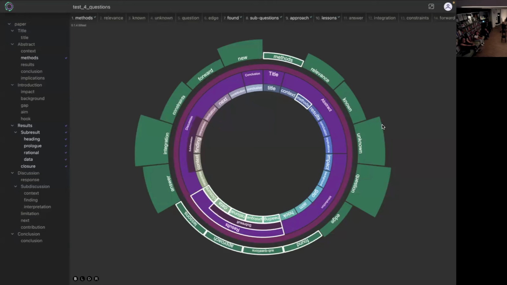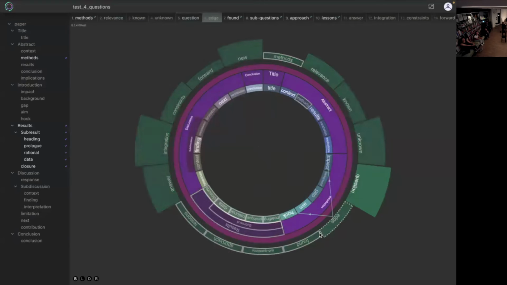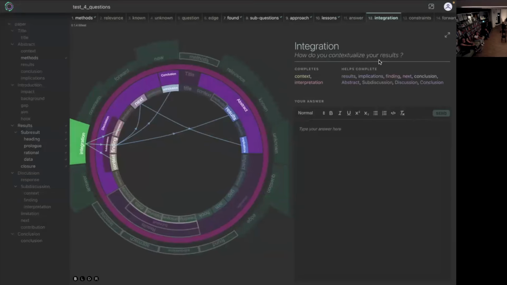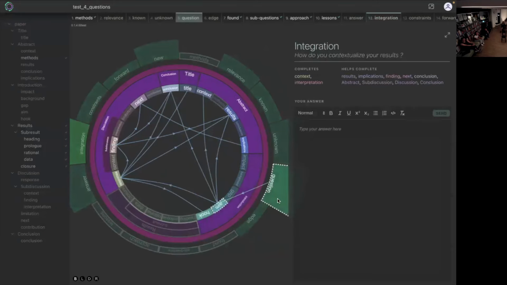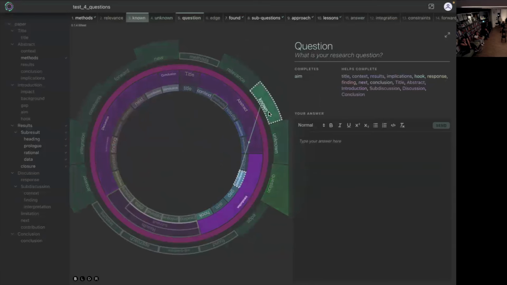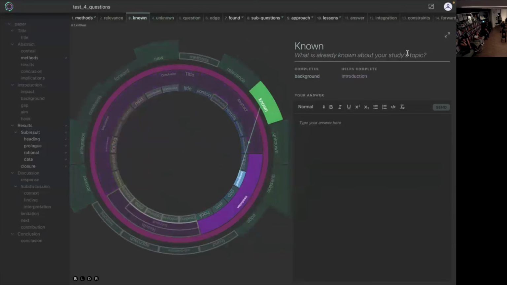It does use LLMs, but really the key, the strong tool in the infrastructure, is a methodology that connects a few questions in green. So you have integration. How do you contextualize your results? This is a question about your experimental results for your paper. The question is, what is your research question? You have to identify what is known. What is already known about your study topic?